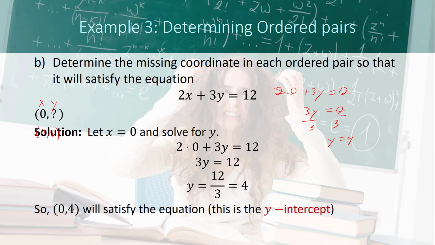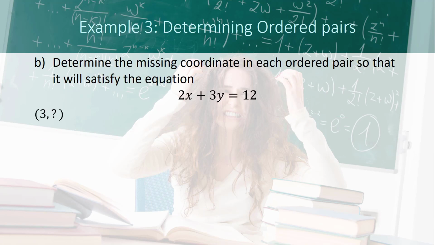Now notice that since x is 0, this also happens to be a point that sits on the y-axis. So this is actually sitting on the y-axis. As a consequence, we call this the y-intercept. And we'll talk about that when we talk about linear equations of two variables.